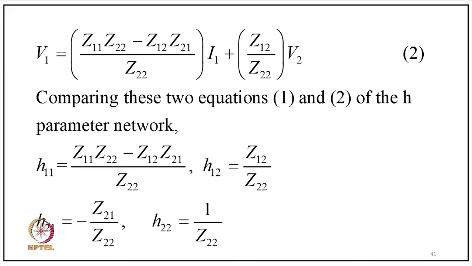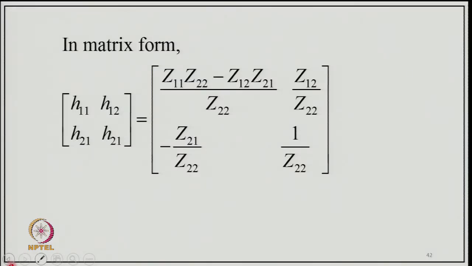Comparing these two equations, the H parameters of the network in terms of impedance parameters are: H11 equal to Z11 Z22 minus Z12 Z21 divided by Z22, H12 equal to Z12 divided by Z22, H21 equal to minus Z21 upon Z22, and H22 equal to 1 upon Z22. Now in matrix form, these are your hybrid parameters: H11, H12, H21, H22 equal to Z11 Z22 minus Z12 Z21 by Z22, Z12 divided by Z22, minus Z21 divided by Z22, and 1 upon Z22.